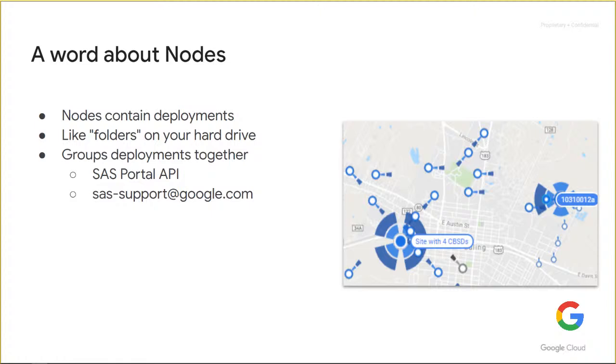So you can't actually create nodes like you can create deployments, right? Anyone who's an admin can create a deployment. For nodes, you either need to use the API or use sas-support@google.com. Just send an email and say, I'd like to have a node, and we'll assign that node for you. But nodes group deployments together. So now you know what nodes are.